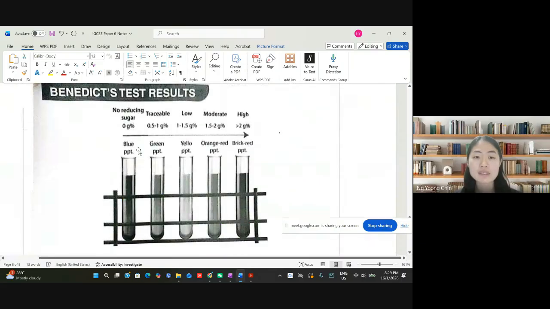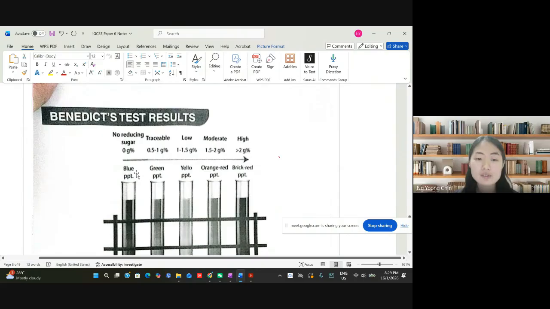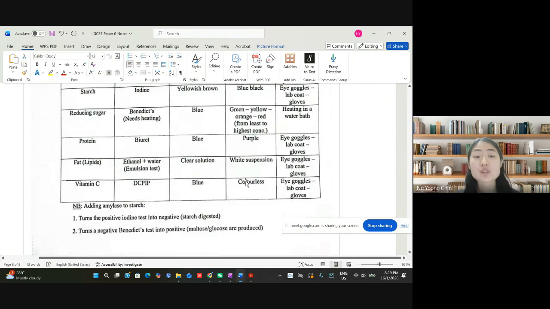Okay, this is the Benedict test result. If you don't have reducing sugars, you will have the blue color. And if you slightly increase, you are actually increasing the concentration of the reducing sugar, right? So you also increase the color. At the end, it becomes a bigger precipitate. So this is very important.